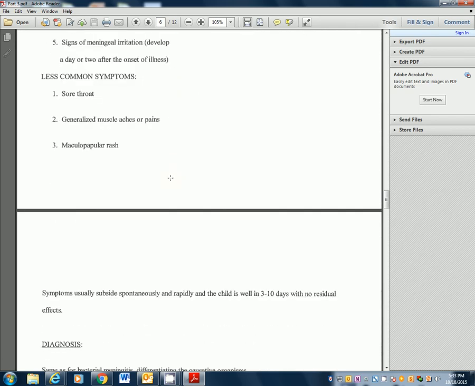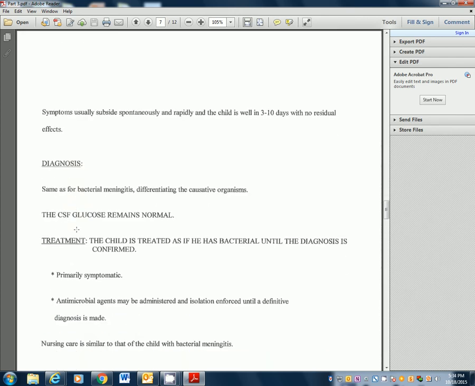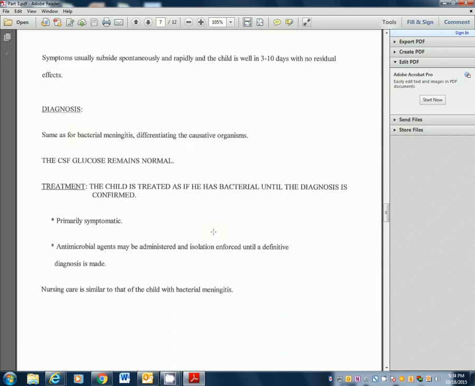Less common symptoms would be a sore throat, generalized muscle aches and pains, a maculopapular rash. Diagnostic is based the same as the bacterial meningitis. You have to differentiate the causative organism, whether it's viral or bacterial. And remember, if you're looking at the cerebrospinal fluid, the cerebrospinal fluid glucose will remain normal.